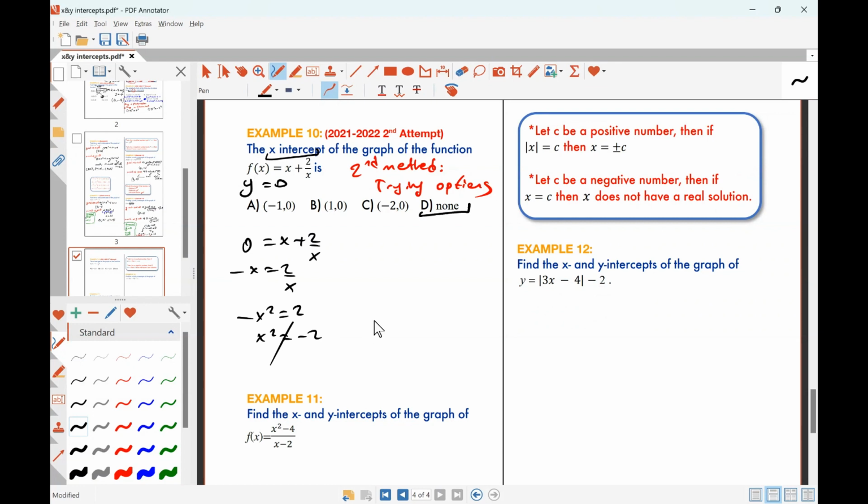So we have such situations too. No x-intercept. Or you try them one by one and see which one works. If none of them works, then there is no solution.